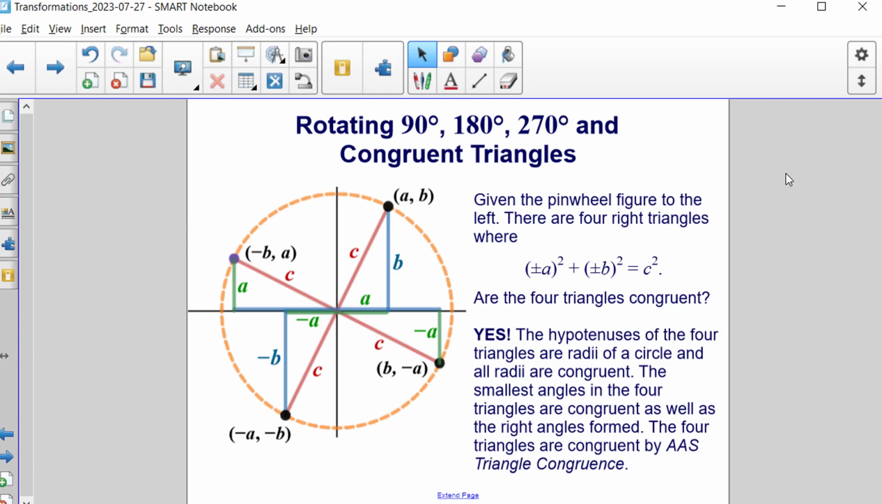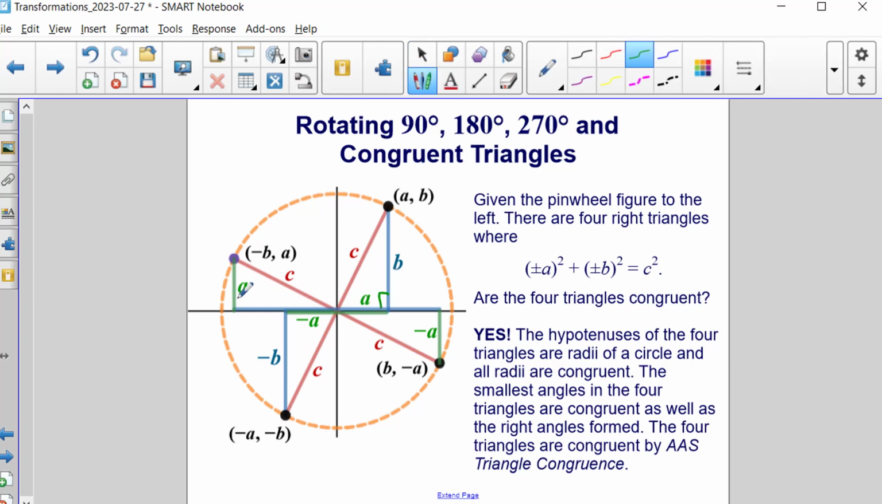Rotating 90 degrees, 180 degrees, 270 degrees, and congruent triangles. Given the pinwheel figure to the left, there are 4 right triangles. So we have the right angle here, here, and here. And because of that, we know that a squared plus b squared is going to equal c squared.